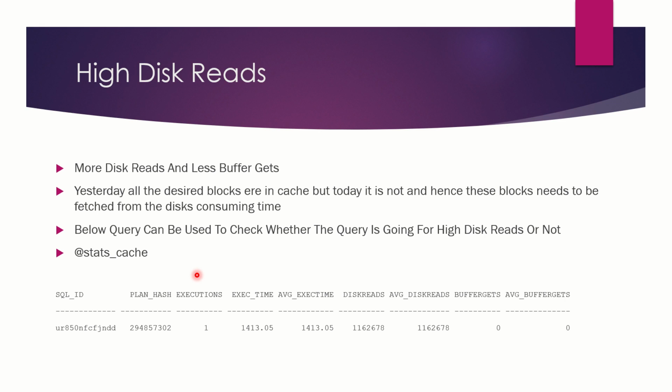So this can be one of your next causes, that yesterday the query was performing fewer disk reads, but today it is performing very high disk reads. If you run this query, stats_cache, which I have again attached in the Google Drive link, you'll get an output something like this. For the latest execution today, this is the SQL ID of the script, and this is the plan. Only one execution I ran.